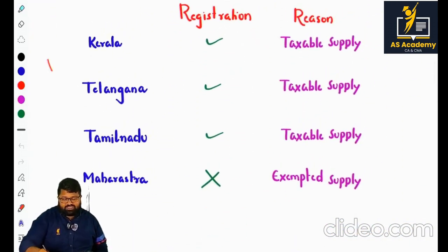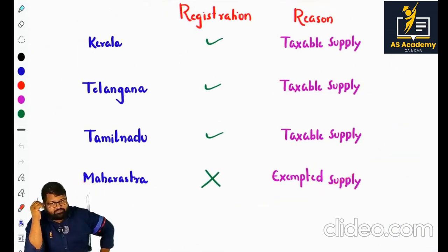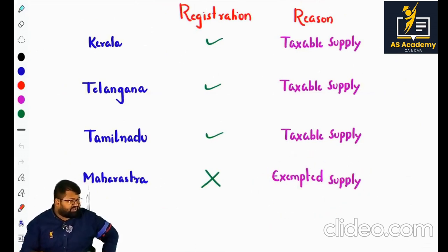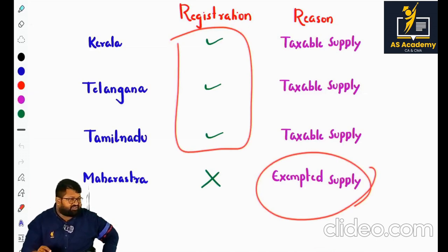So normally, for whom is registration mandatory? Where there is a taxable supply. But in this case of Maharashtra, for our example, there is no taxable supply at all. There is only exempted supply. So for these three states, registration is mandatory.